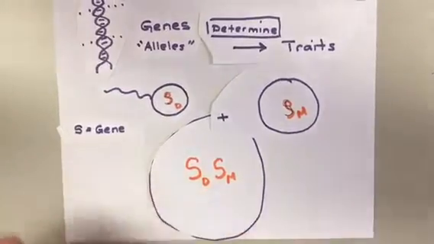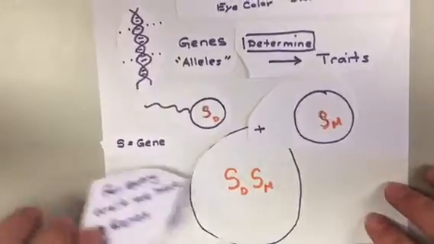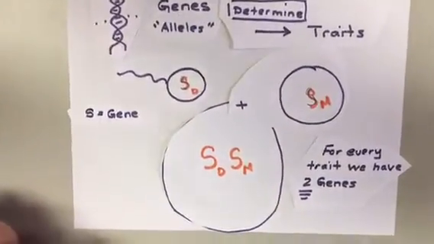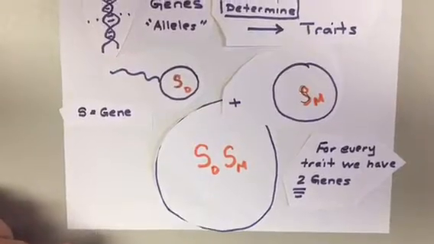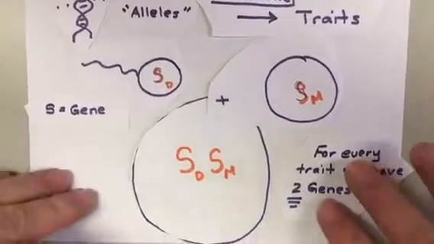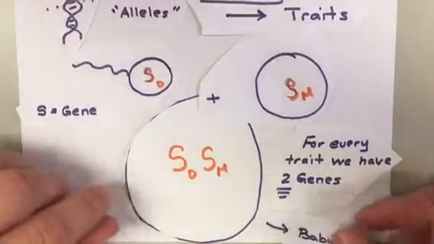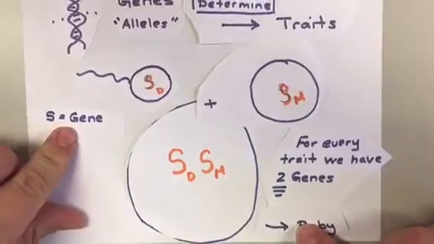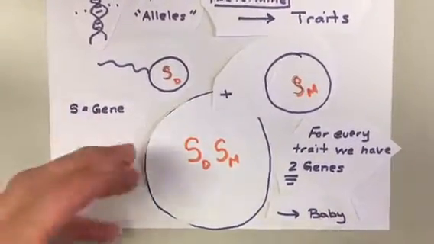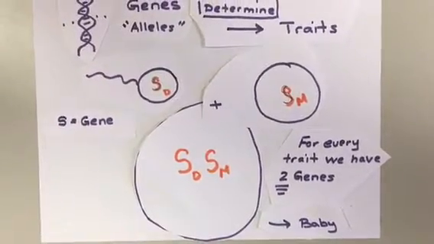And so for every trait, you're going to have 2 genes. So for your hair color, you're gonna have 2 genes. For your height, you're gonna have 2 genes. For your skin color, you're gonna have 2 genes. And eventually, all those genes are gonna work together. And over 9 months of time, those genes are gonna determine what you look like as a baby.